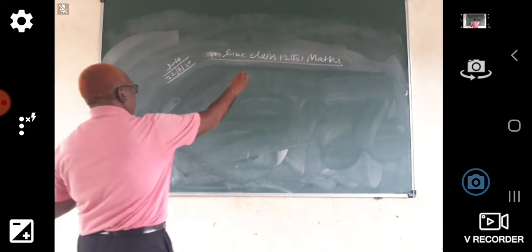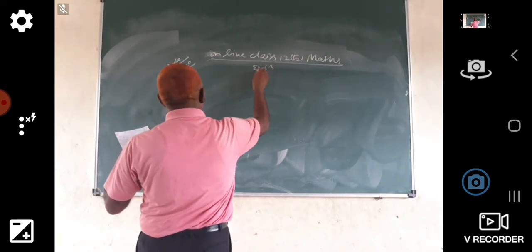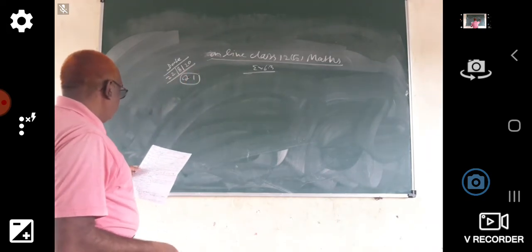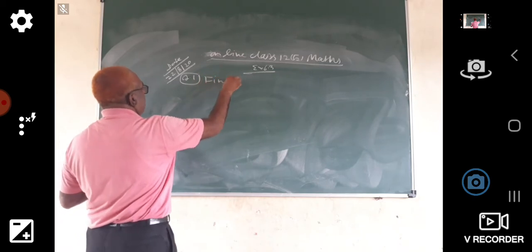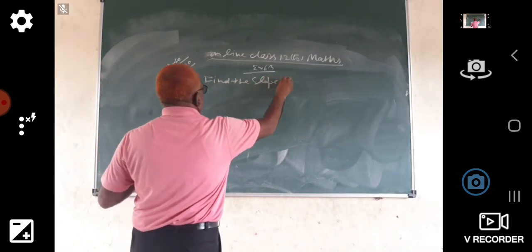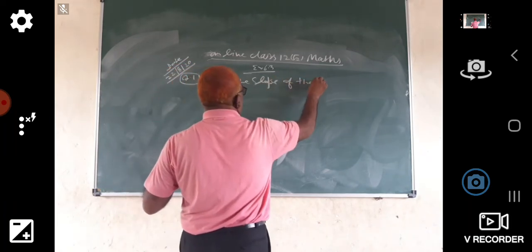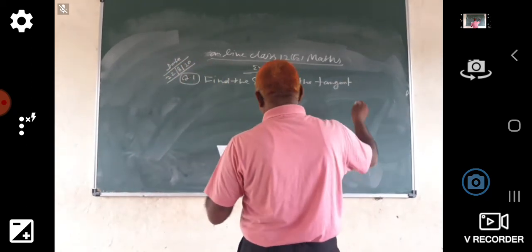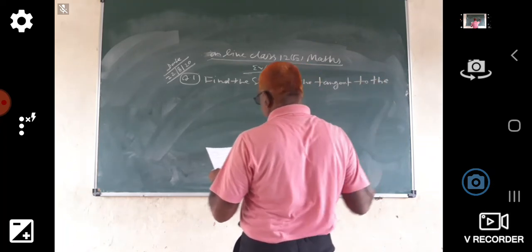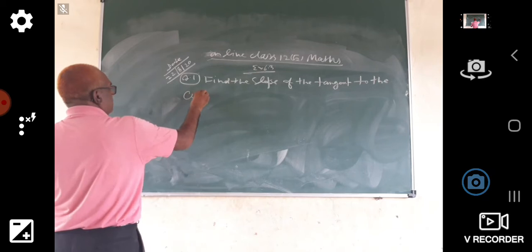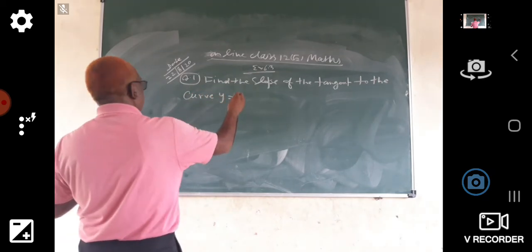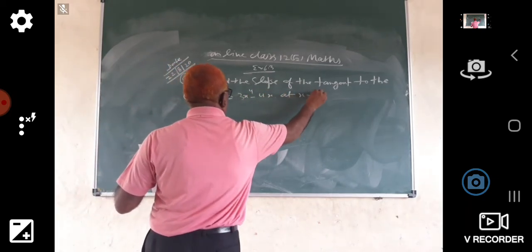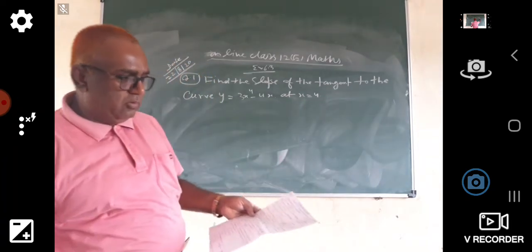Question number 1, exercise 6.3. Find the slope of the tangent to the curve y is equal to 3x^4 minus 4x at x = 4. So this is the first question.